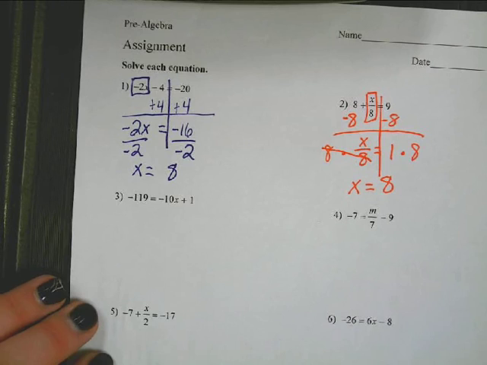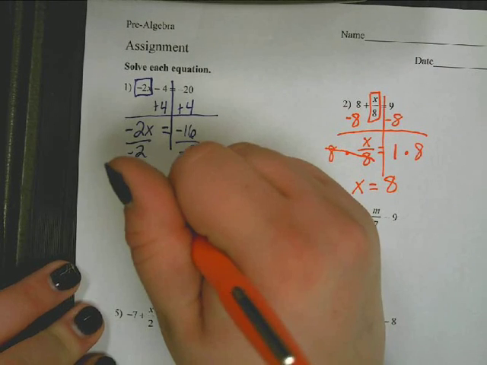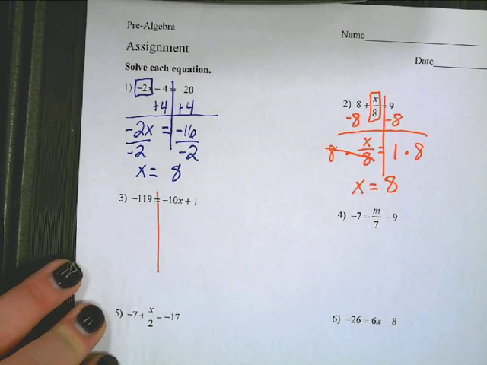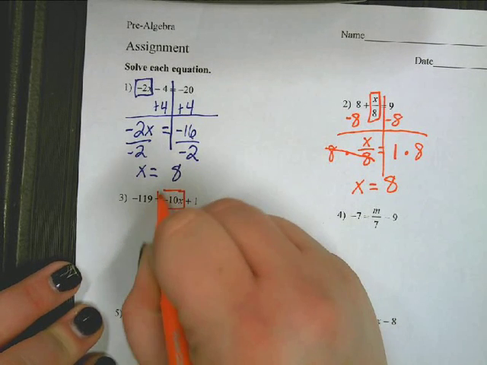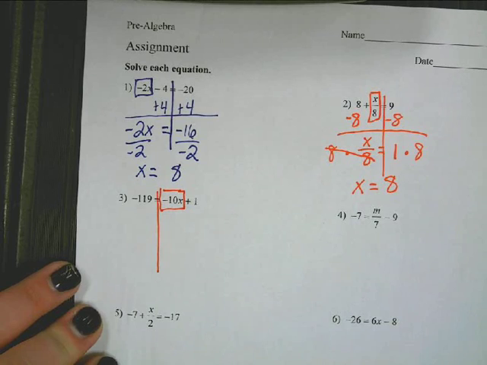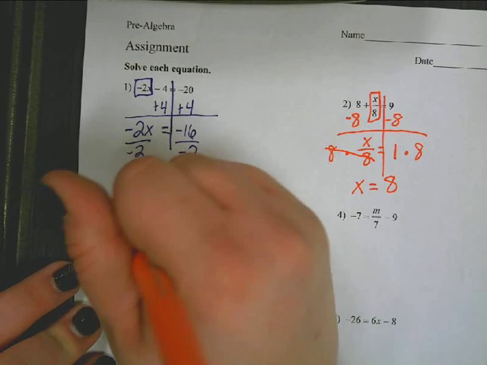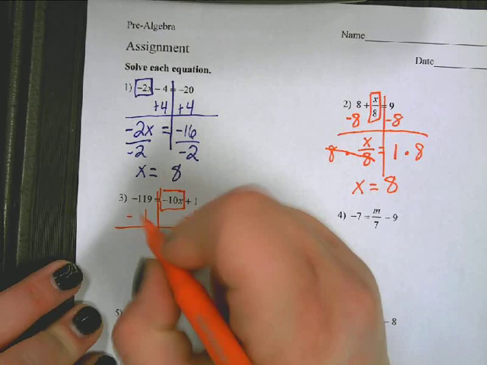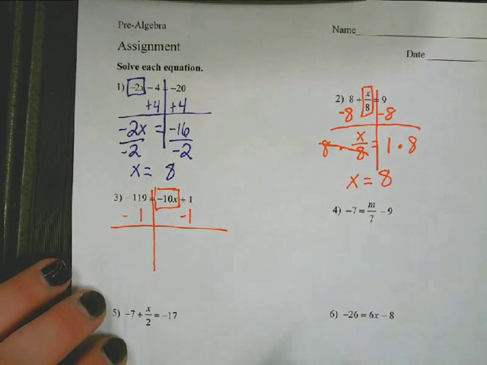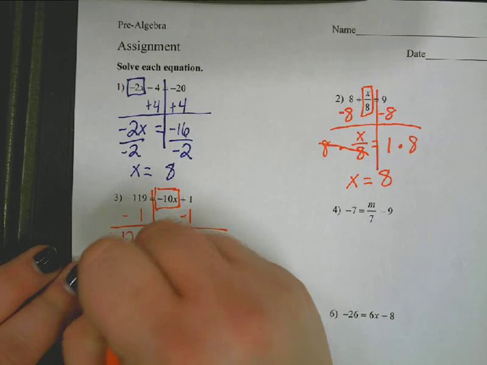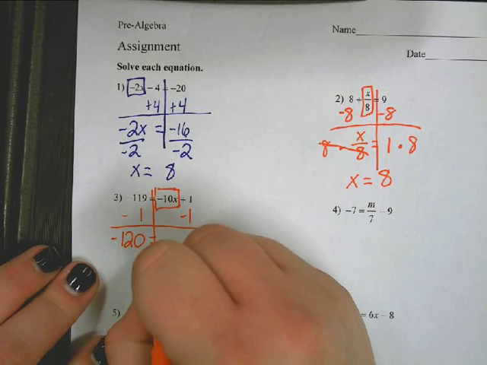So draw your line. Now what am I boxing? Negative 10x. Good. What am I going to do first? Negative 1. Good. So I have negative 119 minus 1. So I owe somebody $119, and now I'm borrowing another $1 from them. So how much do I owe them now? 120. So it's still negative 120 equal to negative 10x.